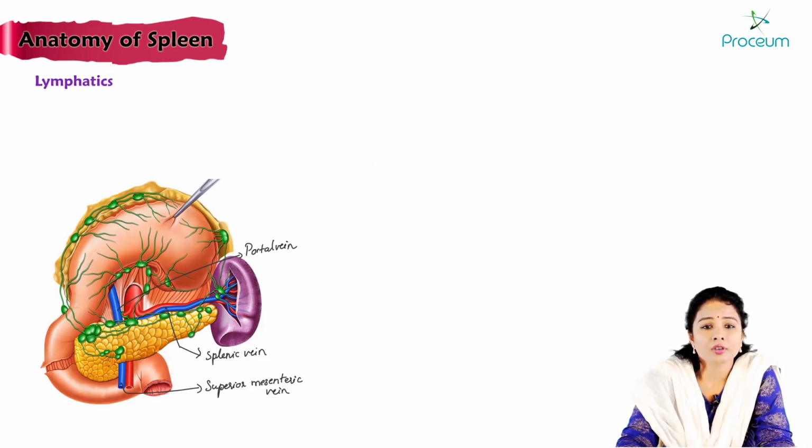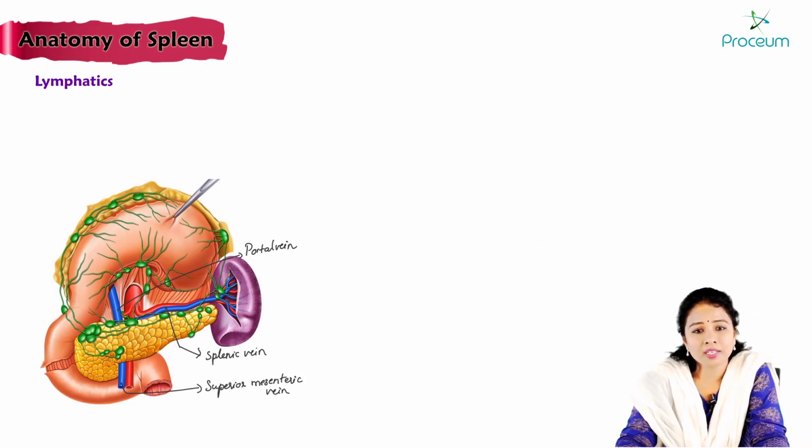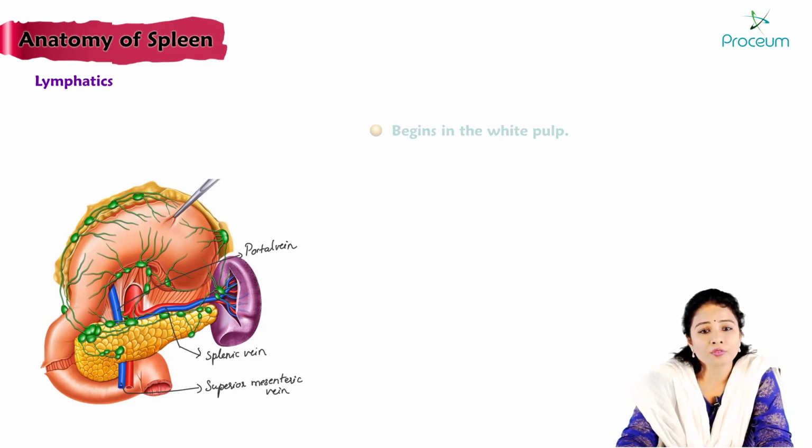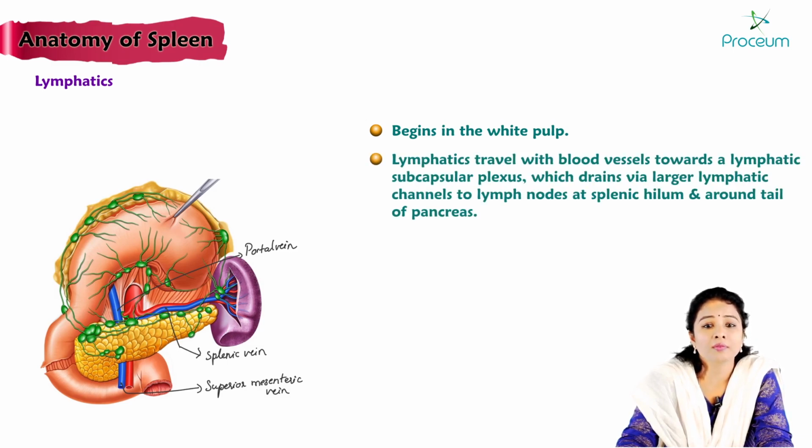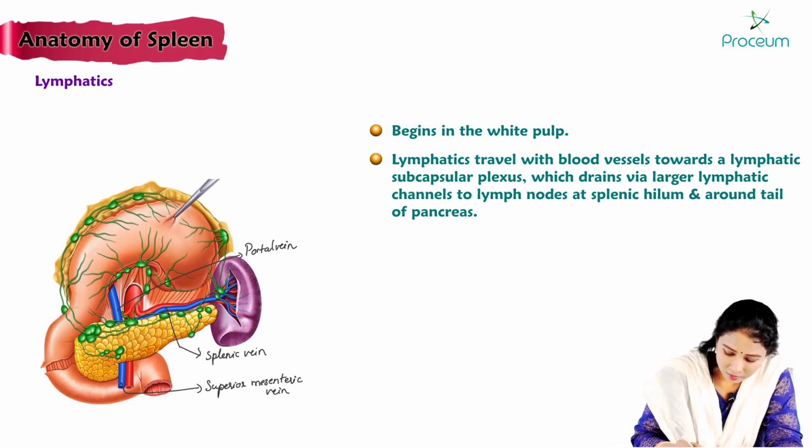Now we shall talk about the lymphatics of spleen. The lymphatic drainage of the spleen begins in the white pulp. So the lymphatics travel with the blood vessels towards the lymphatic subcapsular plexus, which drain via the larger lymphatic channels to lymph nodes at the splenic hilum and around the tail of pancreas. So we can see the lymph nodes in the splenic hilum.